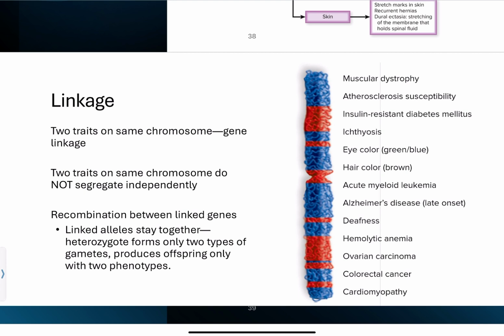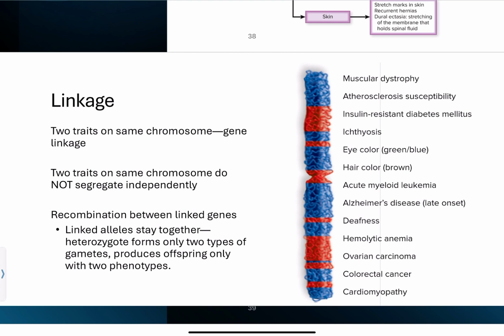So an example, let's go back to our fruit fly. Let's say gene A controls body color and gene B controls wing shape. If both genes are close together on the same chromosome, the offspring often inherit the parental combination, like gray body and normal wings, more frequently than the recombinant ones, like gray body and vestigial wings.